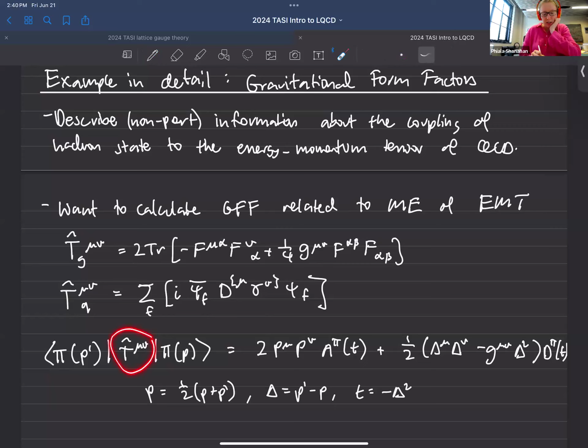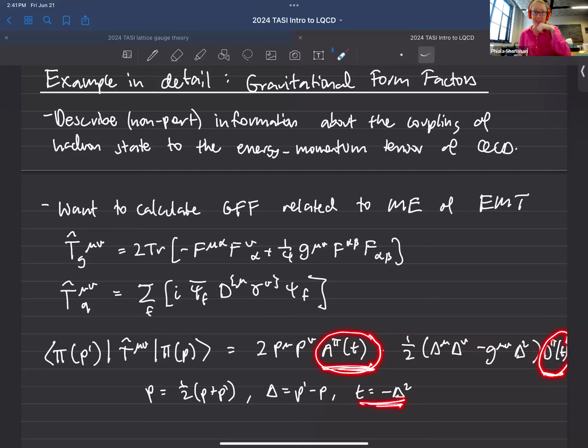Okay, so here I've just put this energy momentum tensor wedged between pion states. This is at momentum P, this is at momentum P prime. I've defined capital P as the average momentum and delta as the difference, and T as minus that full momentum squared. These are just the only possible combinations of the available terms that we can write down that have all the right symmetry. So this is just doing a decomposition into the different Lorentz structures. In front of the terms in that decomposition, we have what are a priori unknown coefficients that, again, just by thinking about symmetries of the system, you can see can only be functions of the squared momentum transfer. These things here, these are the form factors.